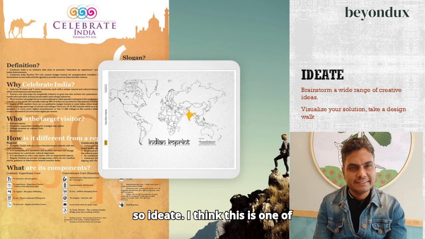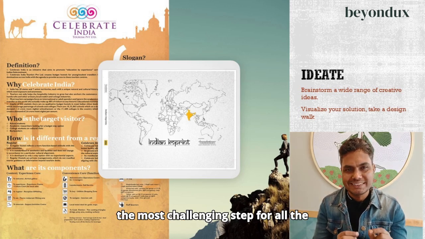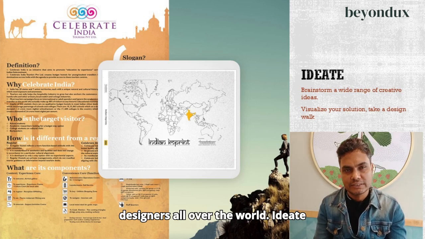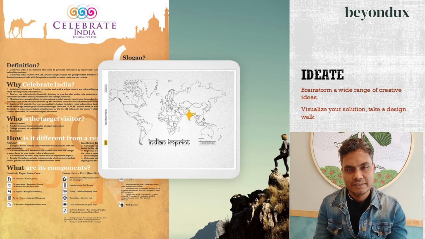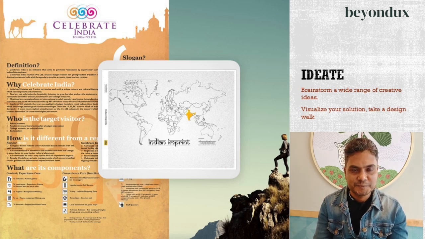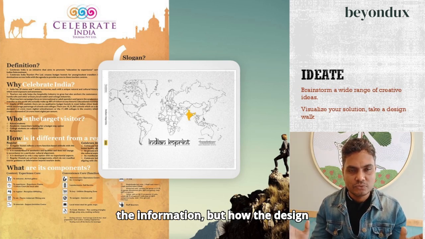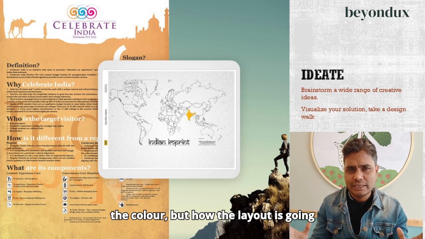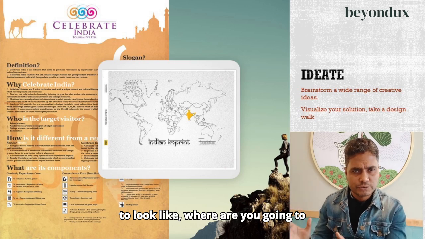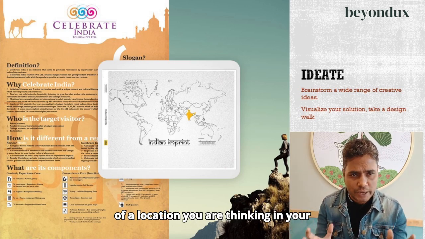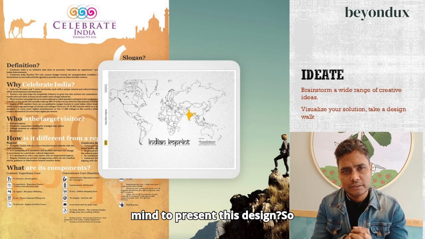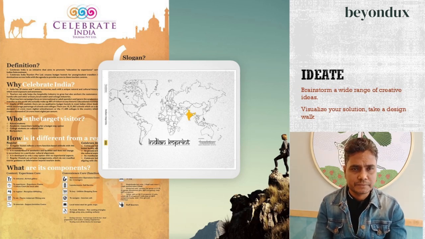So ideate, I think this is one of the most challenging steps for all the designers all over the world. Ideate. What does ideate mean? Ideate means visualization. Visualization of the layout, visualization of the design. You got all the information, but how the design is going to look, not in terms of the color, but how the layout is going to look. Where are you going to represent it? What kind of a location are you thinking in your mind to present this design?